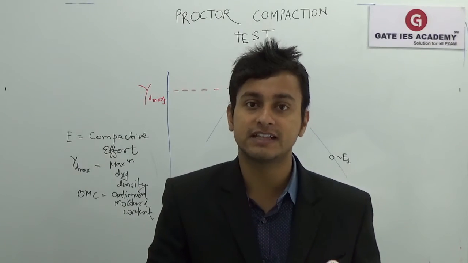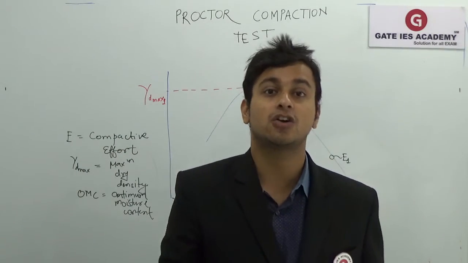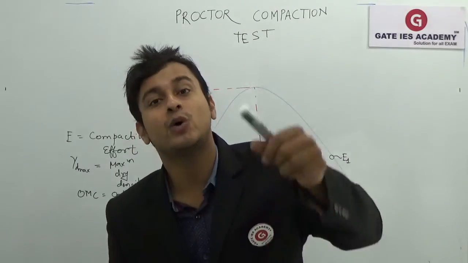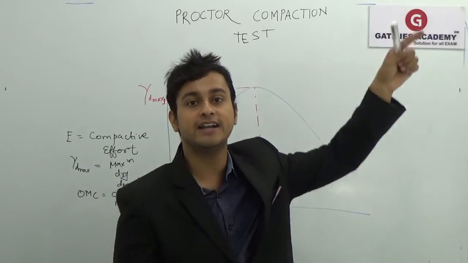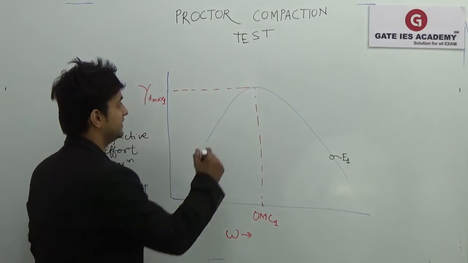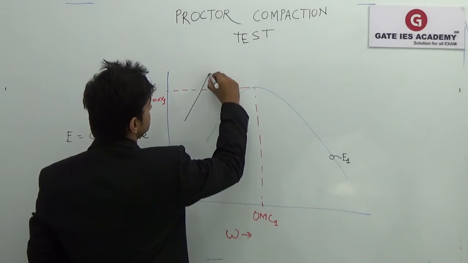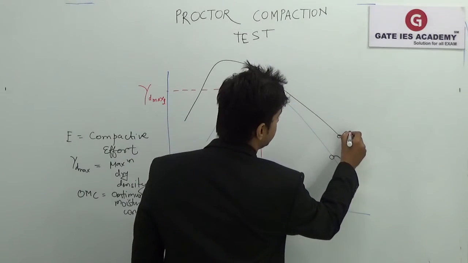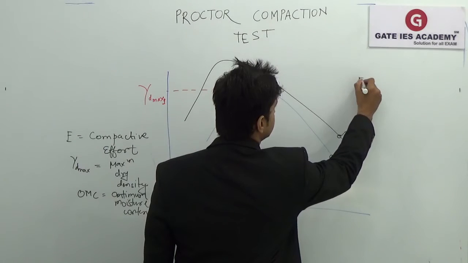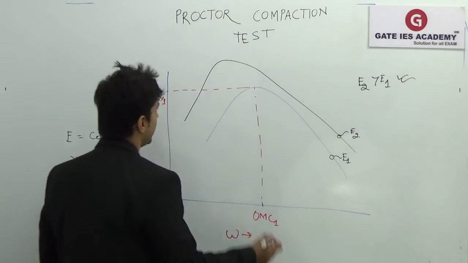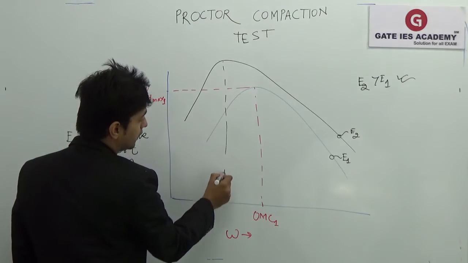So when you're increasing your compactive effort, obviously the water required will be lesser to achieve that high point in the dry density. So the next graph will be like this. This will be corresponding to E2. Here E2 is greater than E1, which we are providing, and now my OMC has also decreased.